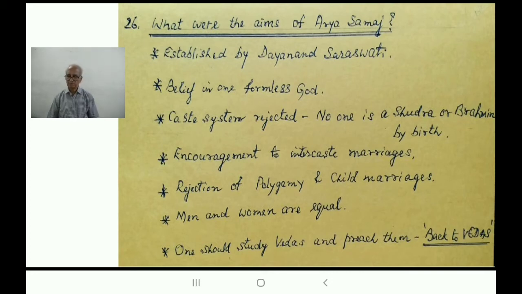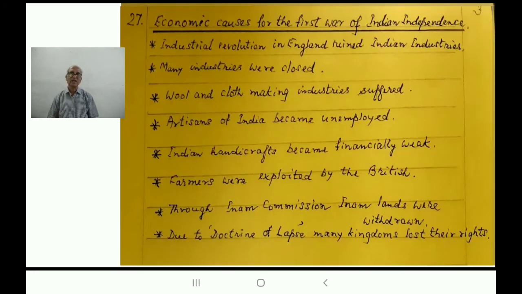Next question, the 27th, economic causes for the first war of Indian independence. Economic causes for the first war of Indian independence. It took place in 1857. In my answer, that's not there, you can get it added. The first war of Indian independence took place in 1857. I feel it's necessary. Maybe they have asked for economic causes, but you have to prove that you have a hold on the subject.